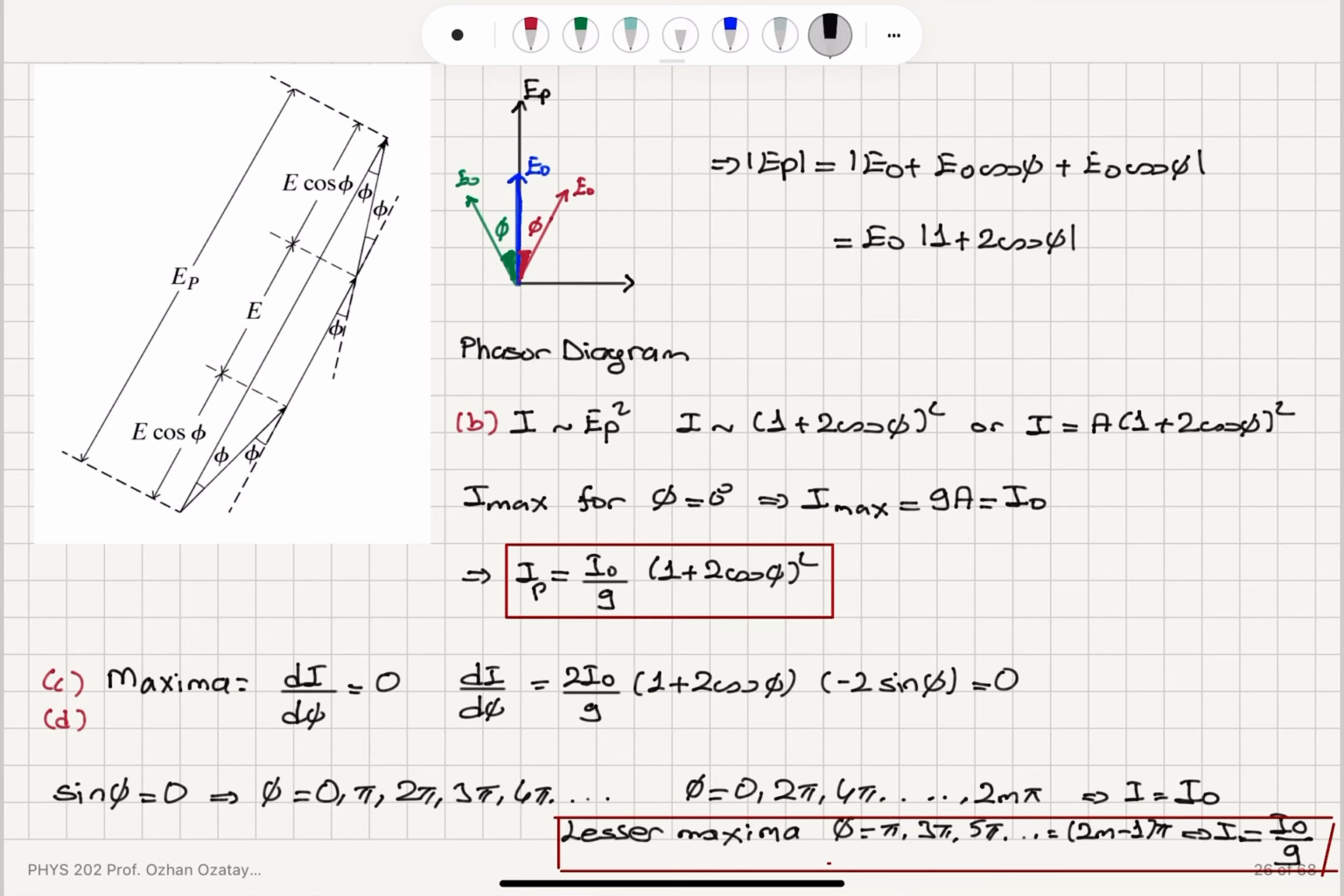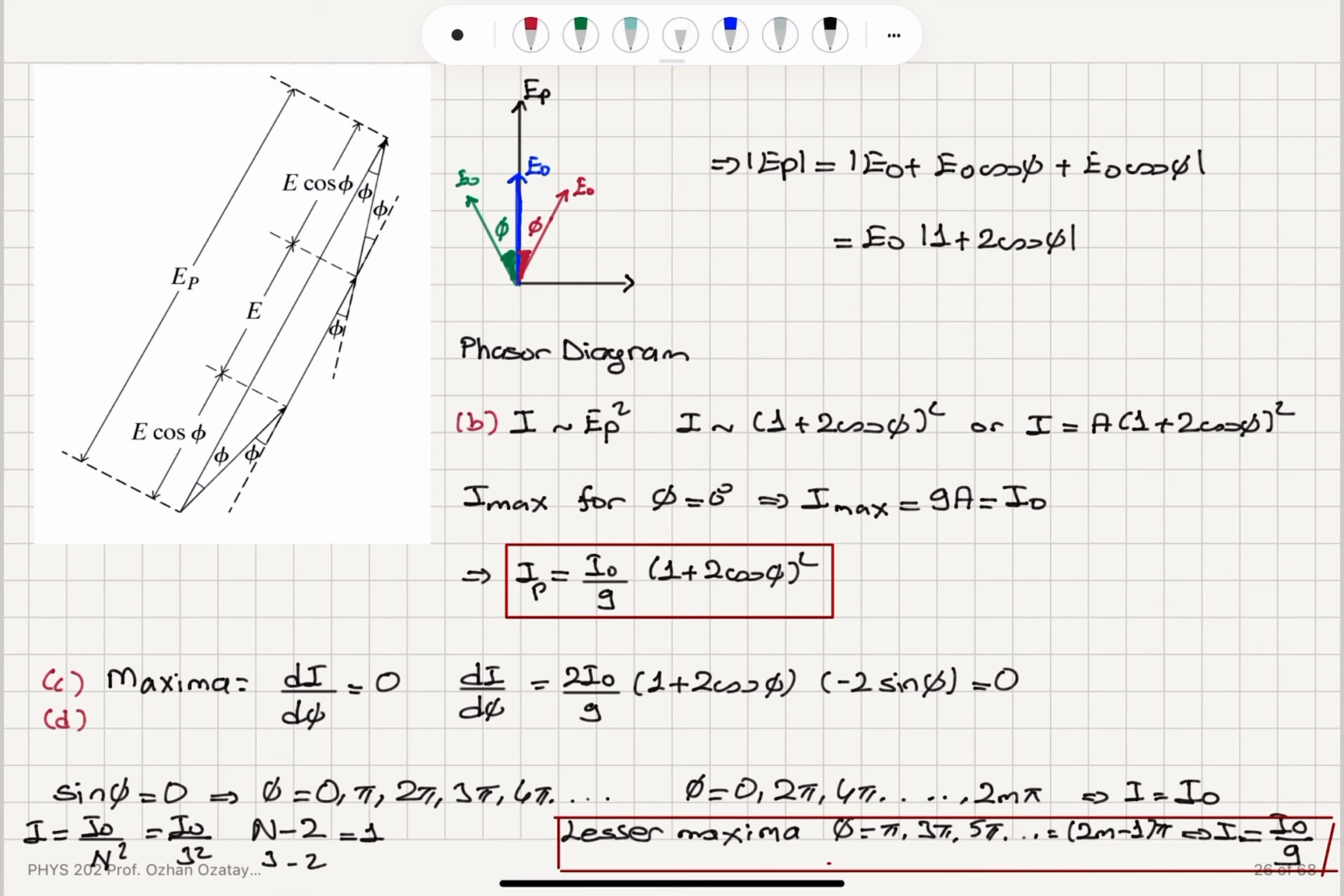And we see that the intensity for the lesser maxima is I0 divided by the number of slits squared, n squared, and that is I0 divided by 3 squared. And the number of secondary maxima is n minus 2. So we have 3 slits minus 2, that is 1 lesser maximum. So the number of secondary maxima is equal to 1. That's n minus 2.